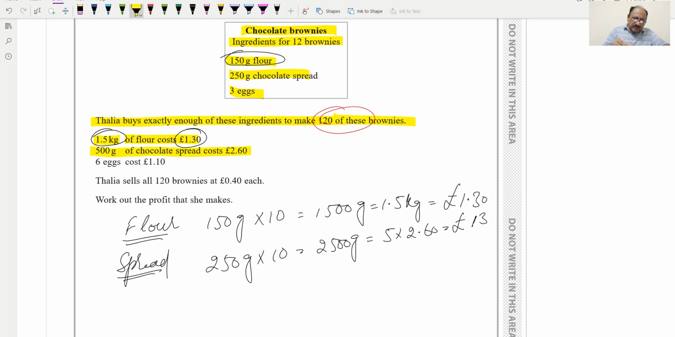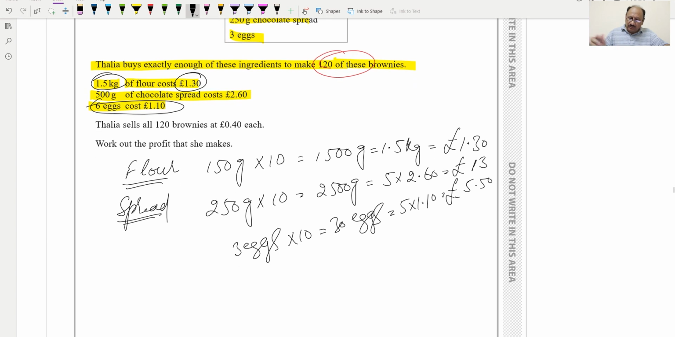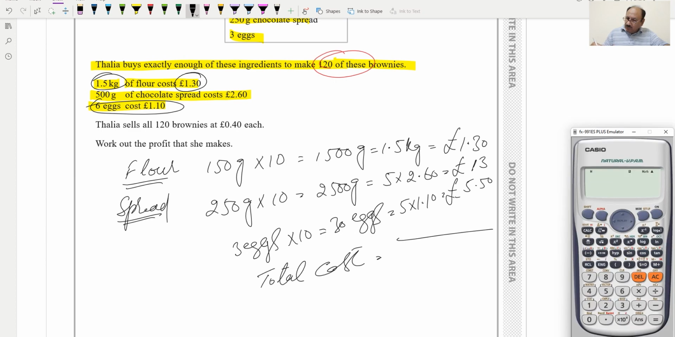Then the last one is eggs. 3 eggs are required for 12, so 3 eggs multiplied by 10 will be 30 eggs. 6 eggs cost 1.10, so it will be 5 times 1.10, which is 5.50 pounds. Now we have to add all these costs, so the total cost will be 1.30 plus 13 plus 5.50.